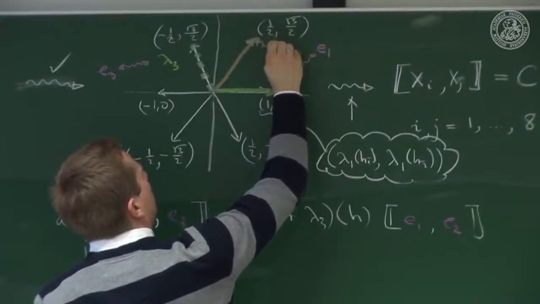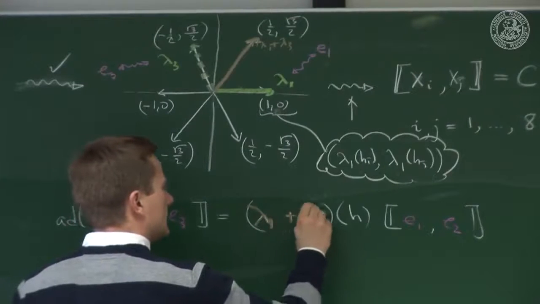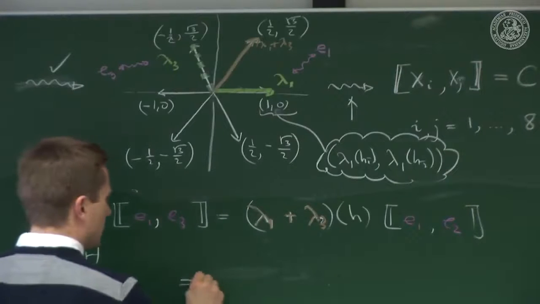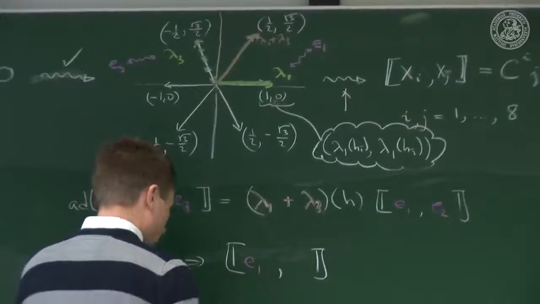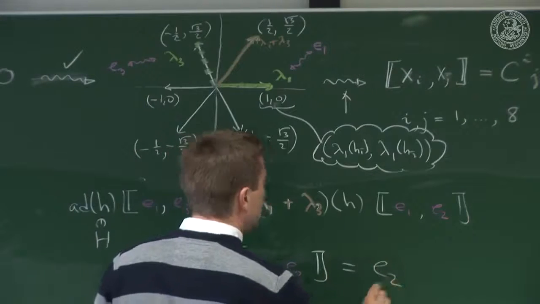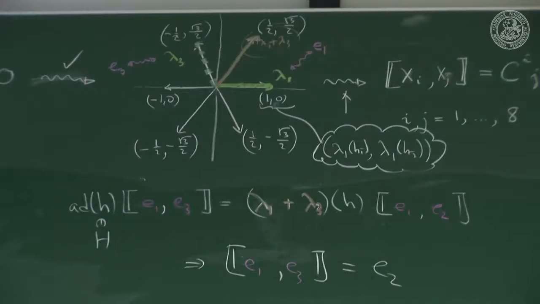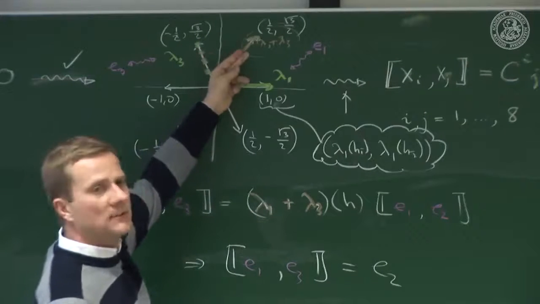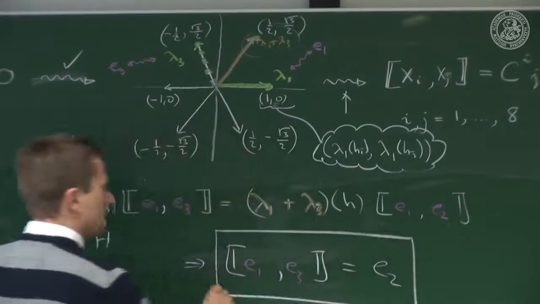So this is, of course, lambda 1 plus lambda 3. You already know what that guy is. That must be the root we found before. So the commutator of E1 and E3 must be the E2 that corresponds to this root. Okay, so we found that the commutator of E1 and E3 is E2 because these two sum up to lie here. So this is one type of relation you get.